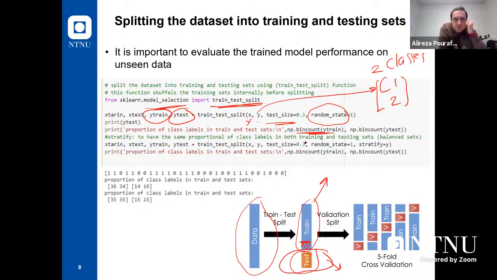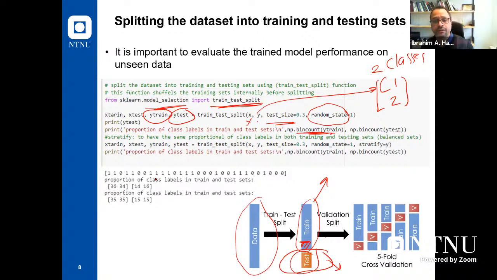So I'm printing here the number of different classes in each set, in y_train and in y_test. So I have 36 from class 1 and 34 from class 2 in the training, and in the testing we have 14 and 16, right? Which is not fair, maybe, because the two classes are not equally represented.